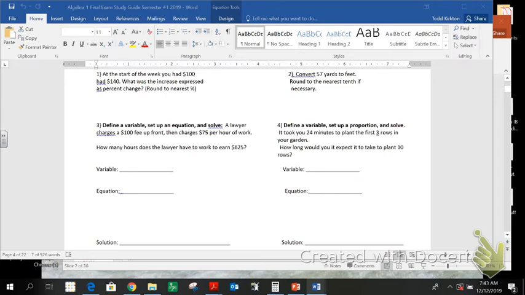Okay, new set of problems. Go ahead and pause it and work out your answers. At the start of the week, you had $100. And it looks like it's supposed to say you ended up with 140. What was the increase expressed as a percent change? This is one we haven't done very much, but you increased by 40, which if you started out with 100, that's a 40% increase. Don't worry about that one. That one's kind of snuck in there. We didn't do as much of that this year.